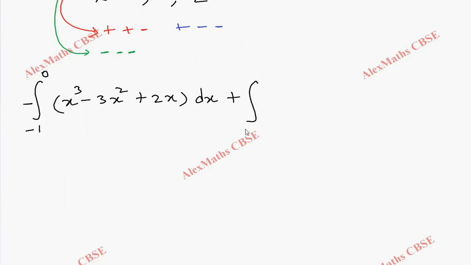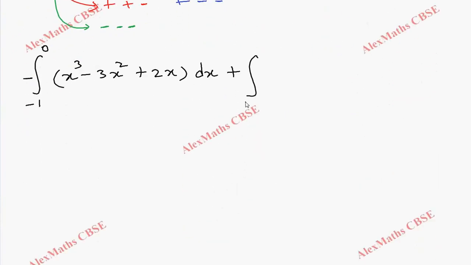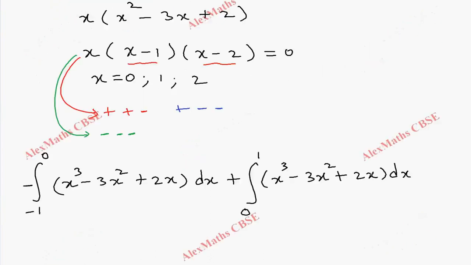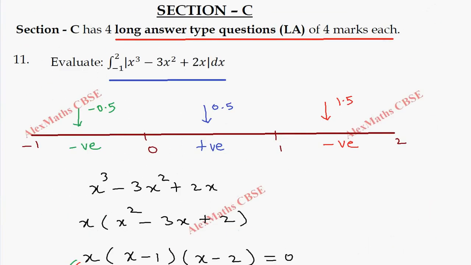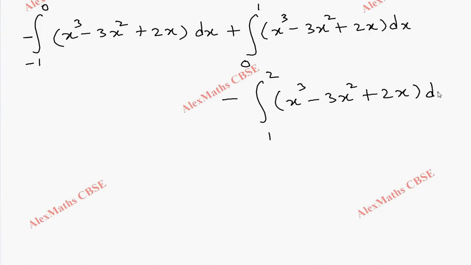So plus integral, and the second region is from 0 to 1. First region is from minus 1 to 0, second is from 0 to 1. Again the same expression with positive sign. So x cube minus 3x square plus 2x dx. And third is once again negative from 1 to 2. So plus, but we can directly write the minus sign. Instead of plus, we take minus integral 1 to 2, and we have to copy the expression x cube minus 3x square plus 2x dx.